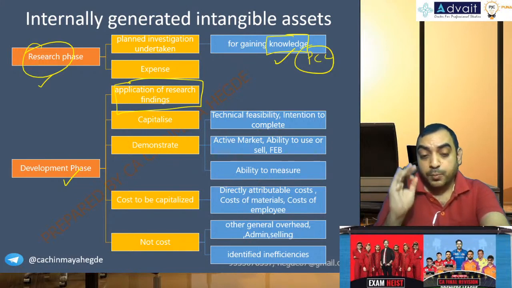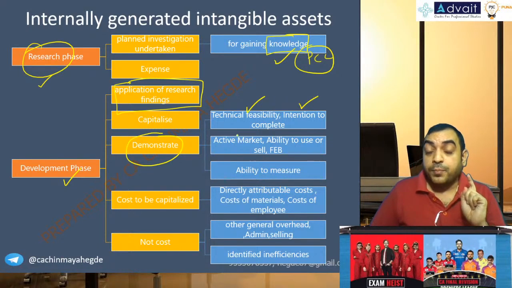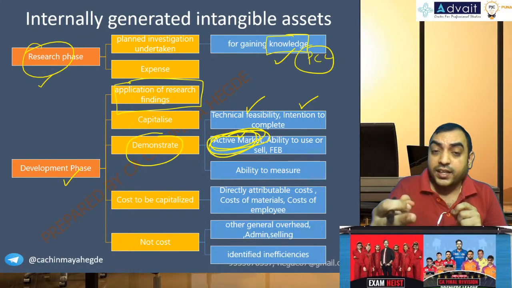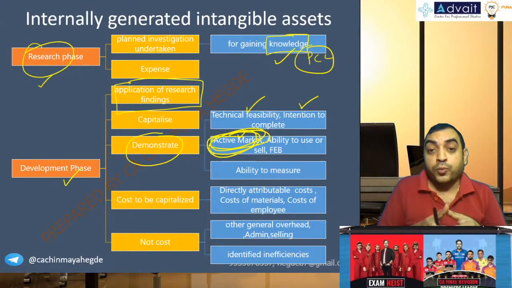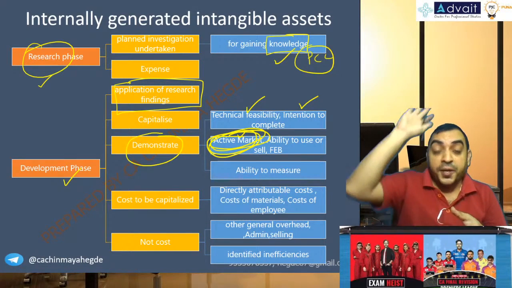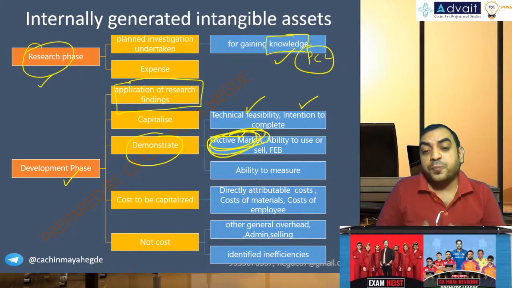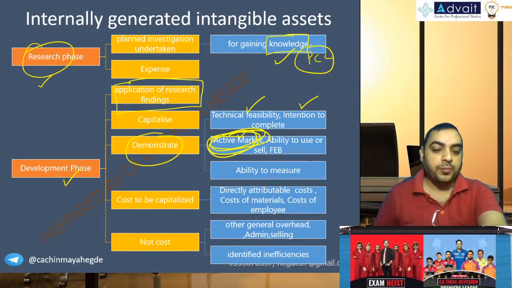can be capitalized. But remember, if you want to capitalize, you must demonstrate technical feasibility, intention to complete, and an active market. This is important. There has to be a market for that, meaning this should be capable of being used. I will find out the formula which will come as a disease after 100 years. No, what research you have done, what development you have done should be capable of being used today. There has to be an active demonstrated market. If you don't have it, you cannot capitalize it.